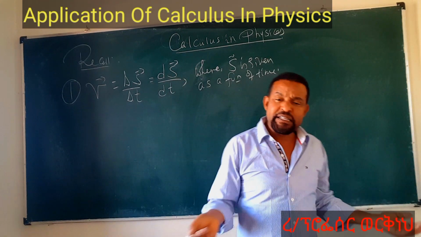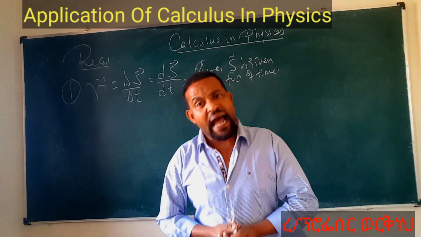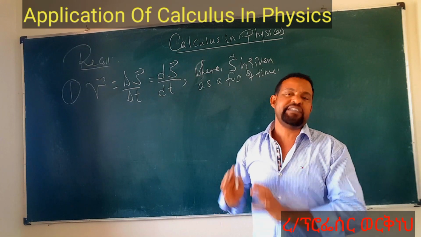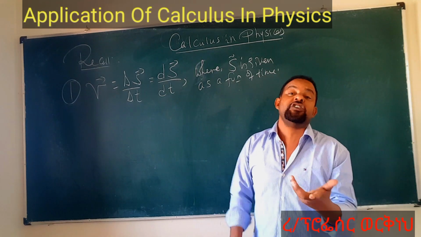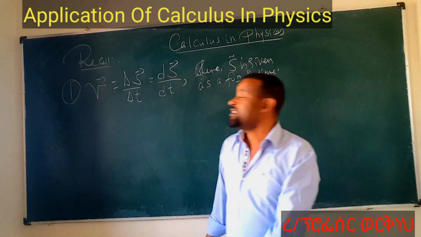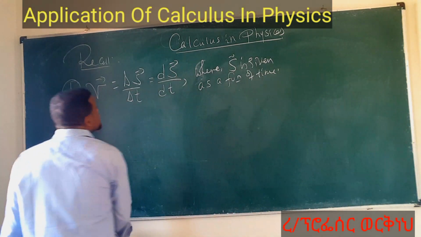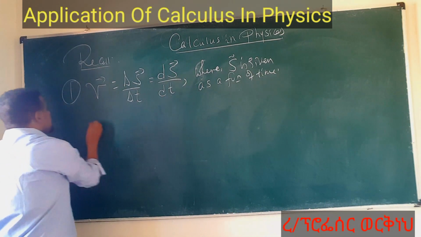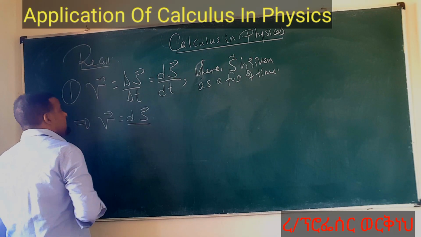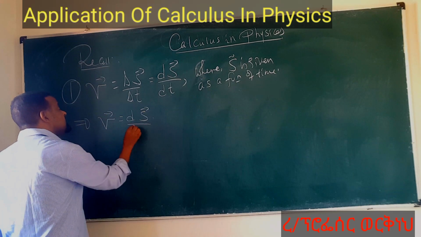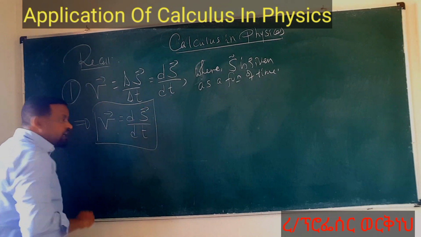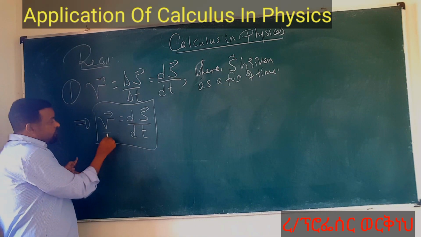So when the displacement is given as a function of time t, then the velocity of the particle is given by change in displacement over change in time, which is the rate of change of displacement with respect to time. Which is nothing but the derivative of the displacement function with respect to time. So from this we have that the velocity of an object is given by the derivative of this displacement function with respect to t. Okay.